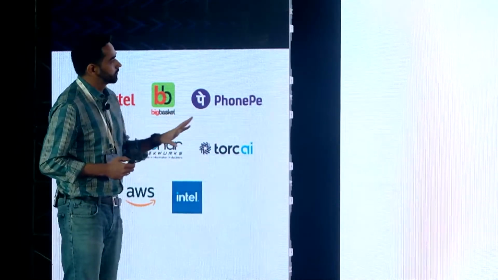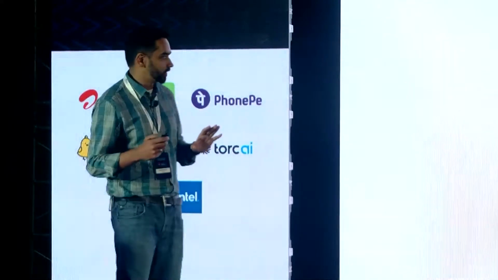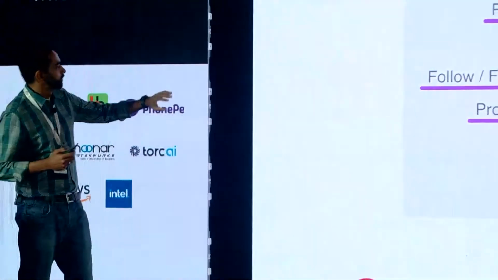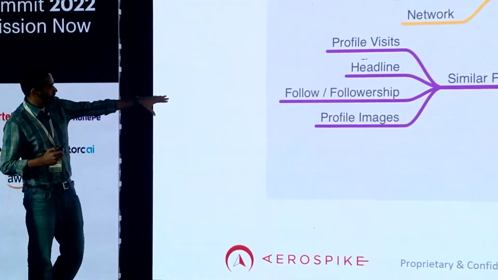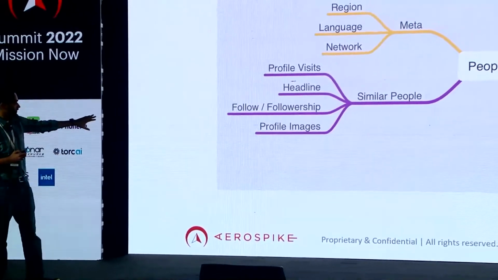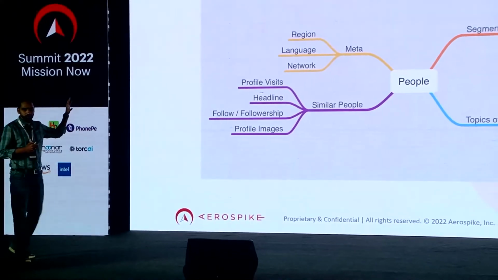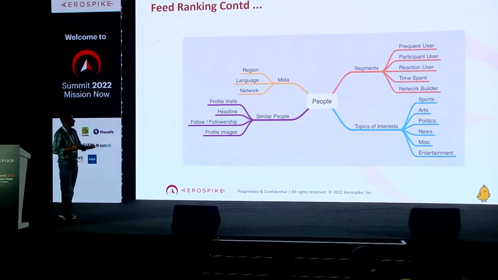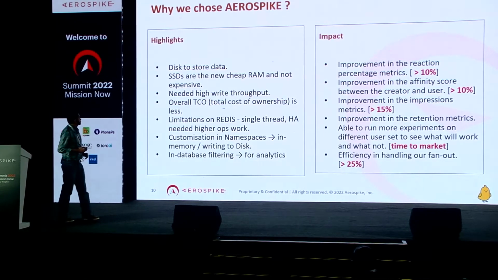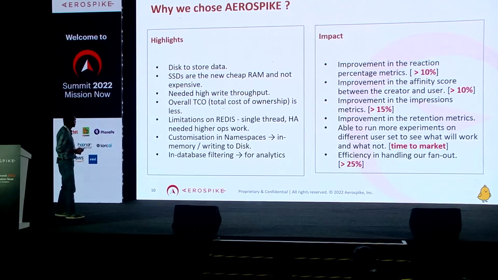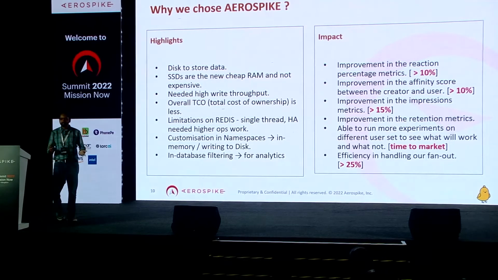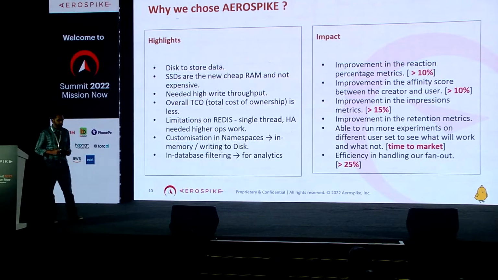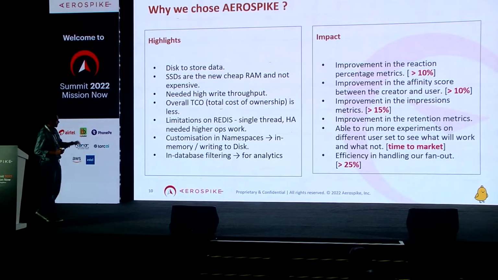Just moving on to a separate slide, this is more like a mind map for us to understand how we look at people, and at topics of interest, segment, meta, and similar people. Our people segment itself has these different signals which are critical in ensuring how the feed happens. So why we chose Aerospike and what's the impact? Obviously, I don't have to sell it here. There's a lot of good architecture with which this has been built. I'll concentrate a bit on the right side.